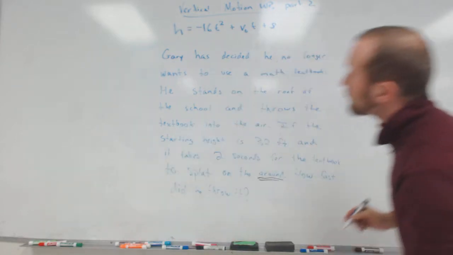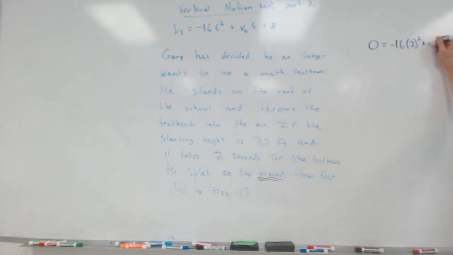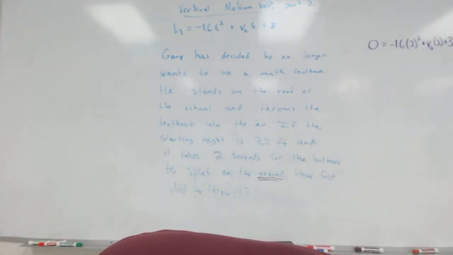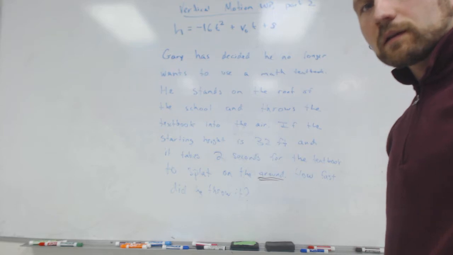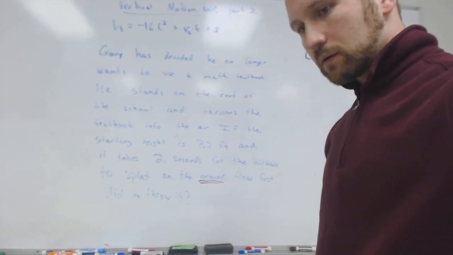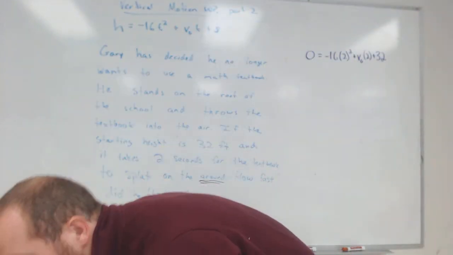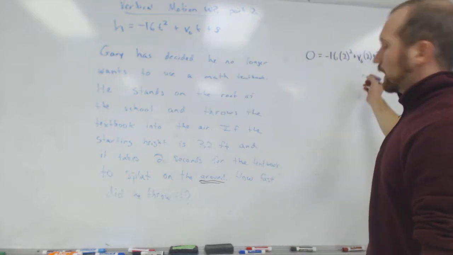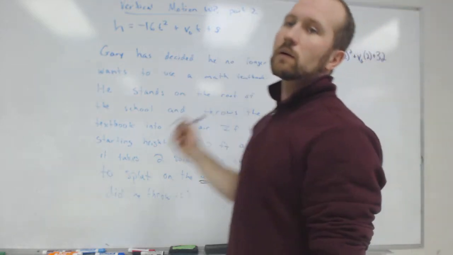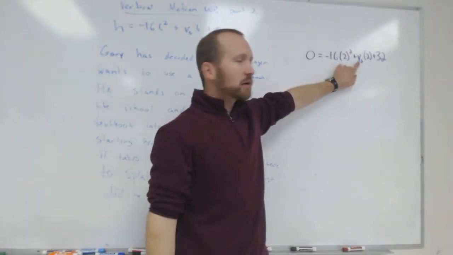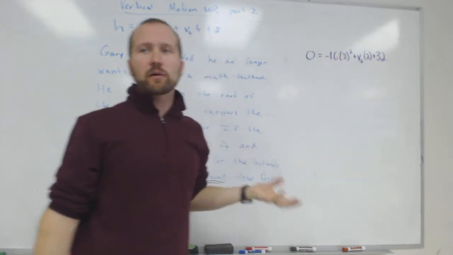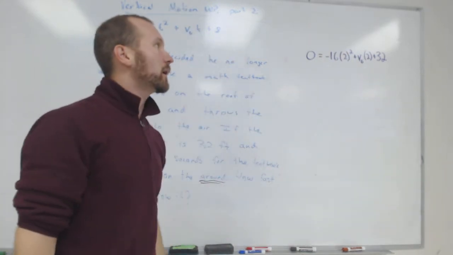But v0 is now a variable. And my starting height is 32. Wait, is the video on? Yeah. V0 is the initial vertical velocity. That's what we're looking for. That's how fast he threw it up in the air.